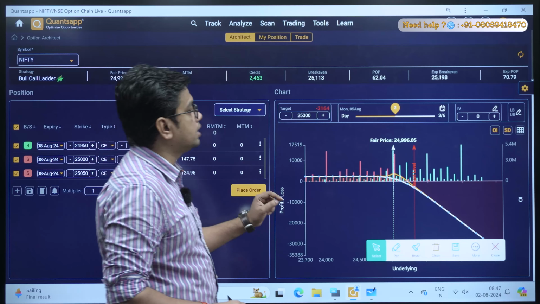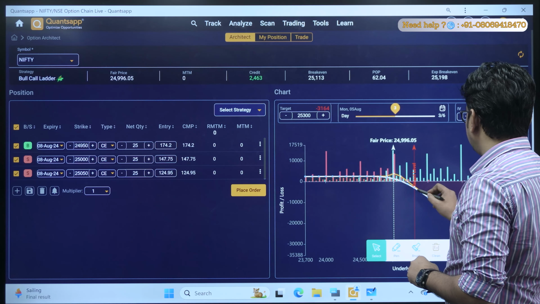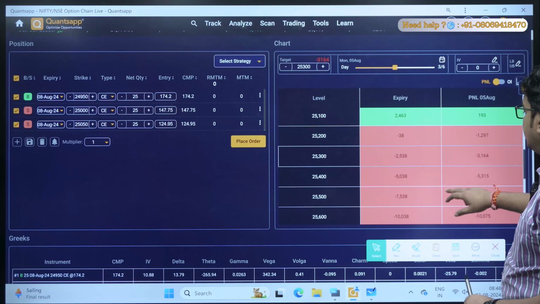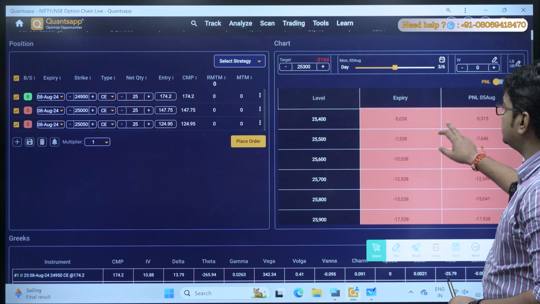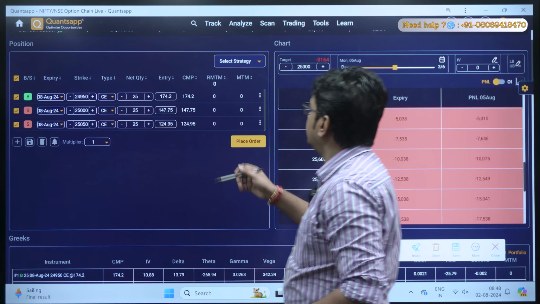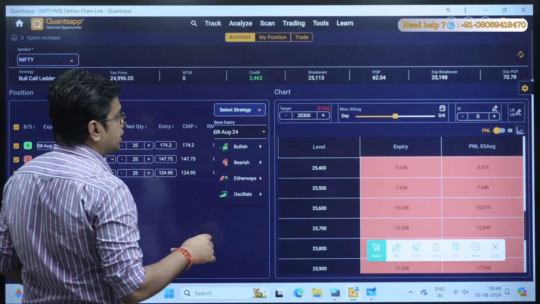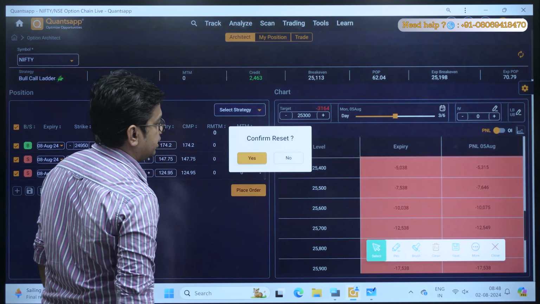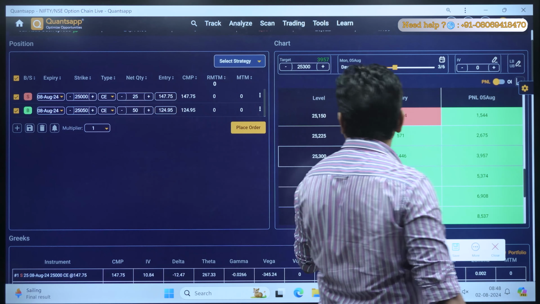Now here you can see how much losses I can get. If the Nifty is moving to 26,000, these are the losses I will get. Just a minute, I might be taking the wrong strategy. I will just change it. Here bull call ladder, ratio call spread. I want to take this one. I'm sorry, I had taken the wrong trade.